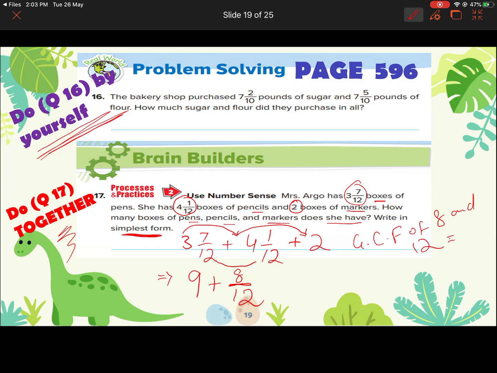So the GCF of 8 and 12 is what? The GCF of 8 and 12 is 4. Okay, so divide 8 and 12 by 4. So read the multiplication table of 4 to get 8 and 12. So 4 times 2 gives you 8 and 4 times 3 gives you 12. So our answer is 9 2/3. Okay, dear? Which is in our simplest form. Understand? Good.